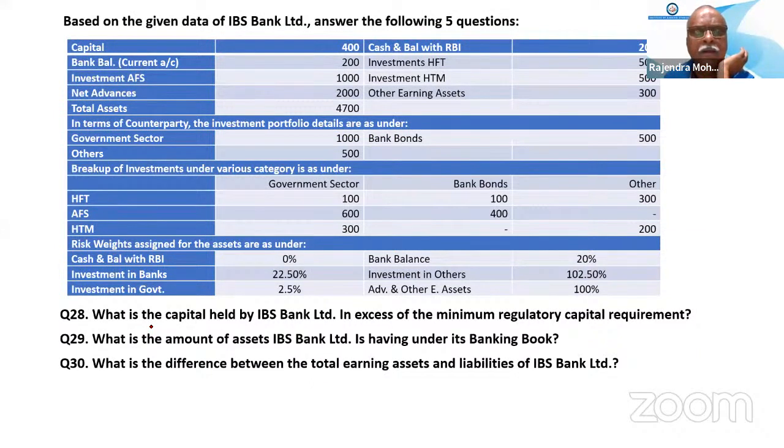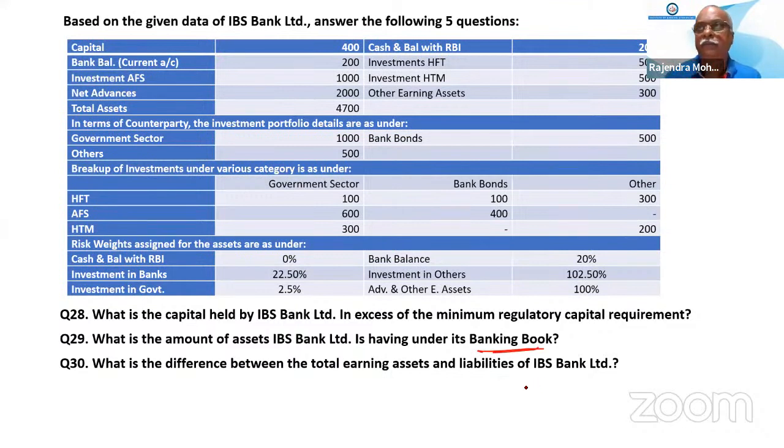No, I told you, forget about these things. Don't get confused with HFT, AFS and HTM. Just focus on how much investment is there for which sector as per the risk weight. There is no such question in this, so forget about this row. Now, what is the amount of assets IBS Bank Limited is having under its banking book?